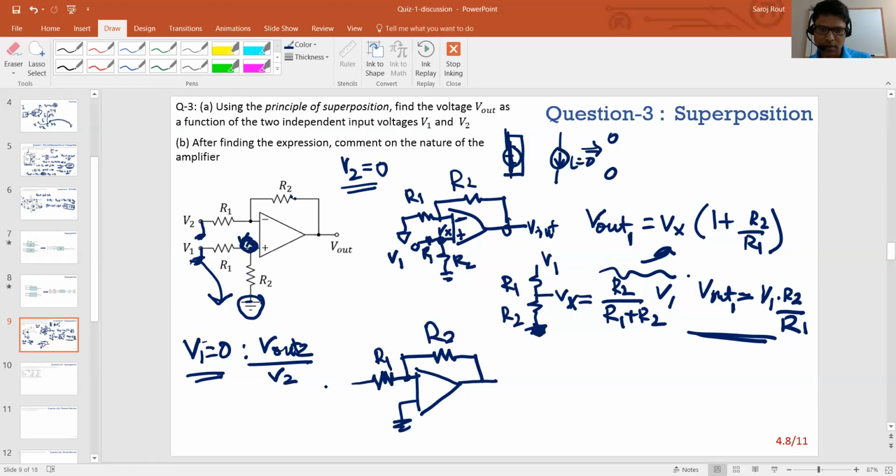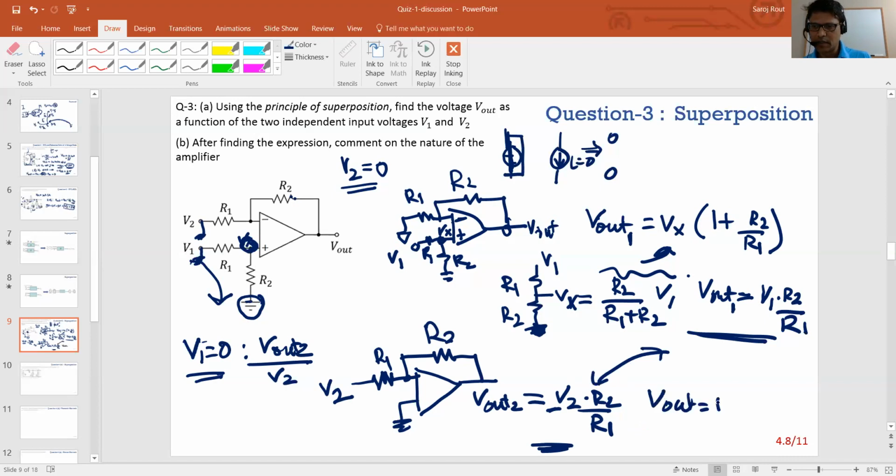R2, R1, V2 here. Let's call this the second result, Vout2, and that's nothing but minus V2 times R2 over R1, because it's an inverting configuration. So that's your second result. You add these two, so your total Vout becomes R2 over R1 times (V1 minus V2).